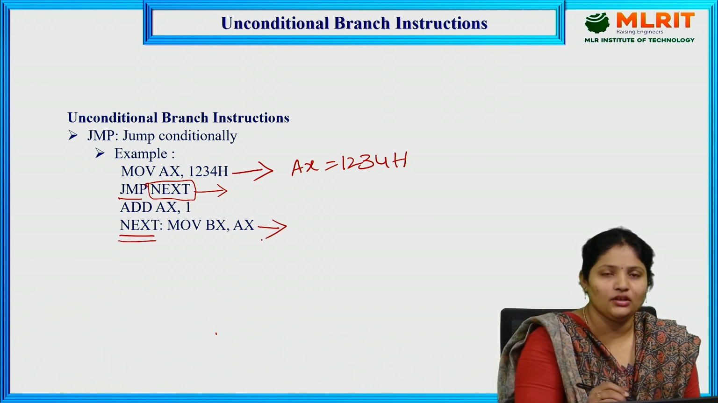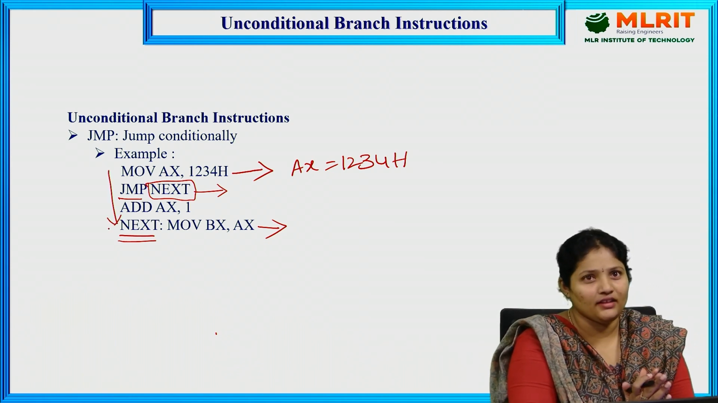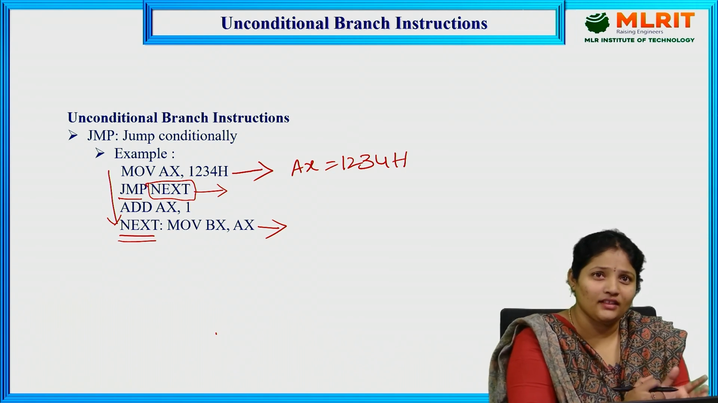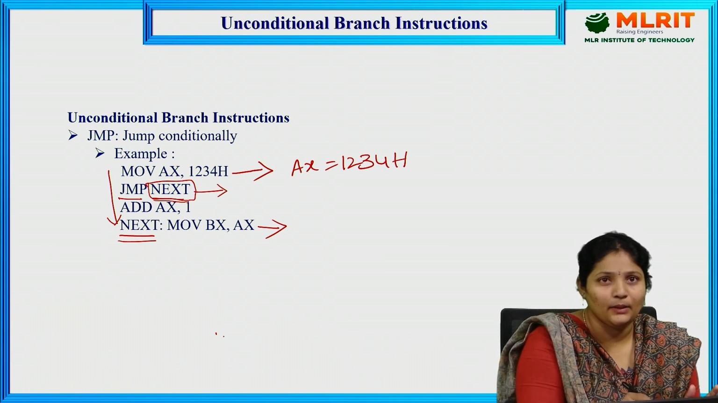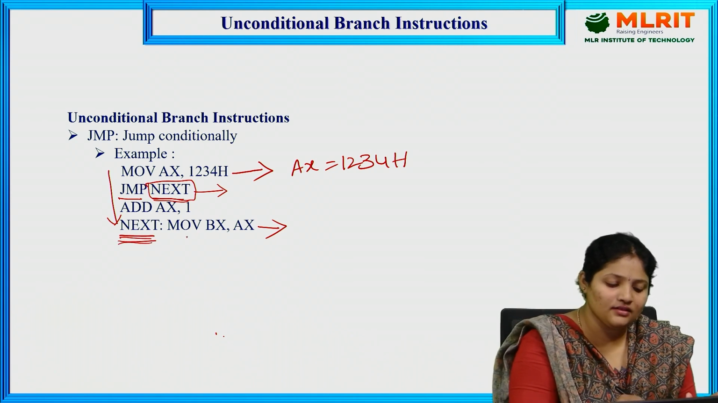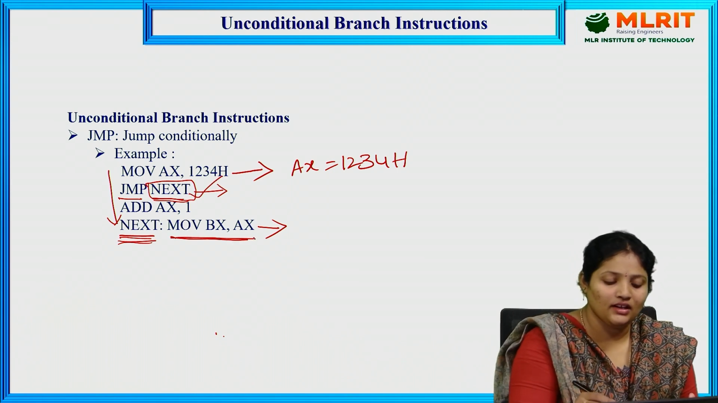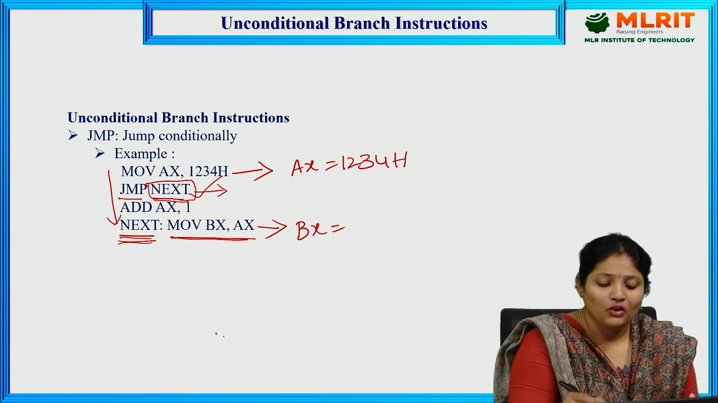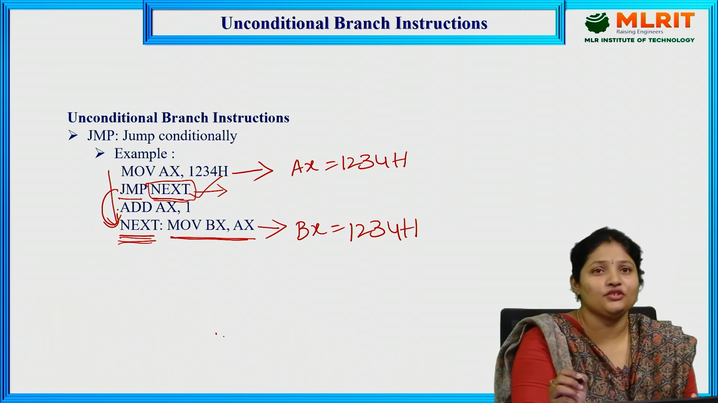Normally the execution of a program goes one instruction after another, but by using these branch instructions the control will be transferred to another location. Here I am using the jump instruction, so jump to the next label. It will find the label next in the program, and the control will move to that instruction. After this, the instruction executed is MOV BX, AX, so the data in the AX register will be copied to the BX register. This is the transfer of control without any condition.